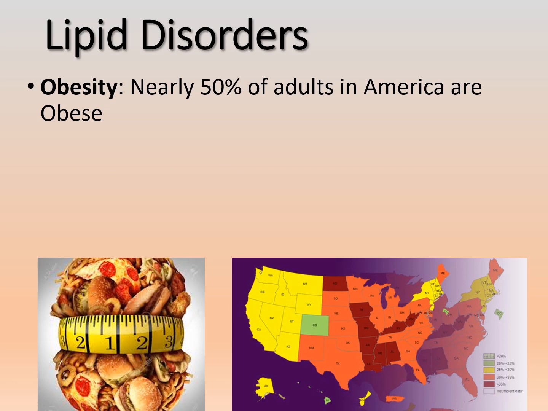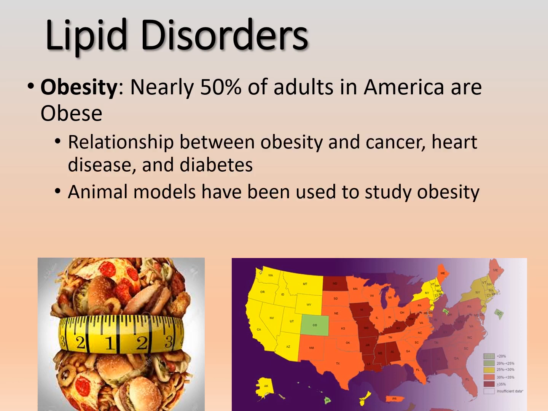So let's talk a little bit about lipid disorders. Obesity is a big one, right? Especially here in America, almost 50% of adults in America are obese. Now that is just kind of a crazy thought when you think about it, right? There is a big relationship between obesity and cancer, heart disease, and diabetes. We talked a little bit about diabetes last lecture, having to do with carbohydrate metabolism, right?